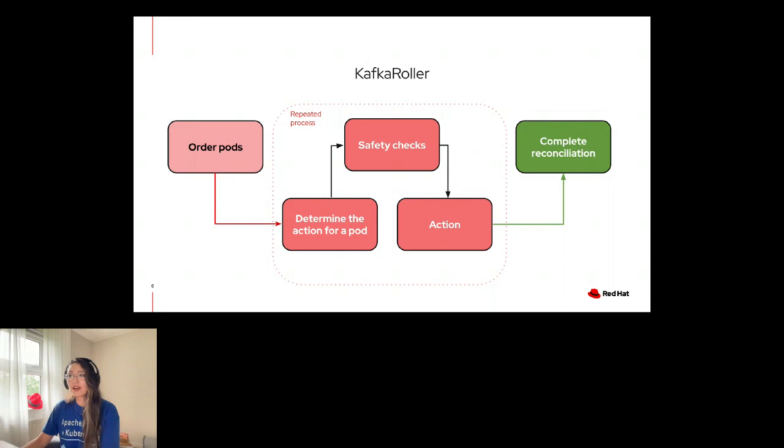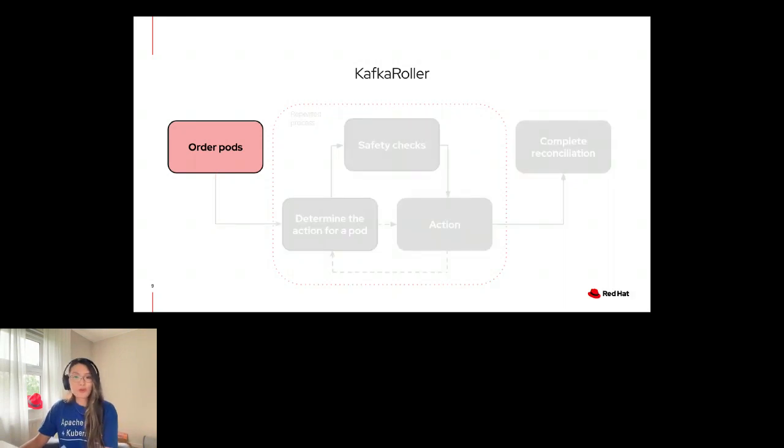Another thing that KafkaRoller does is try recovering any unhealthy pods, which could result in taking the action immediately without doing the safety checks. We'll take a look at those scenarios later. And if the action fails for the pod, we might have to repeat this process again for that pod as well. So this could be repeated for each pod multiple times. And then at the end, we'll complete the reconciliation with either a success or failed result.